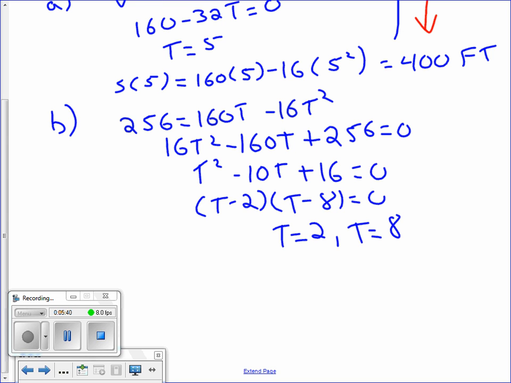There are two times when the position is, where's my question again? Oh, 256 feet above the ground. Once on the way up and once on the way down.